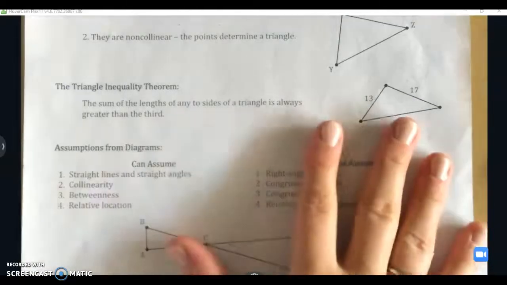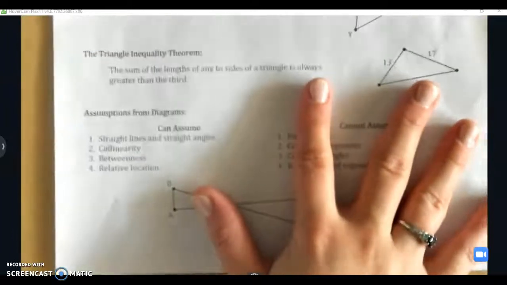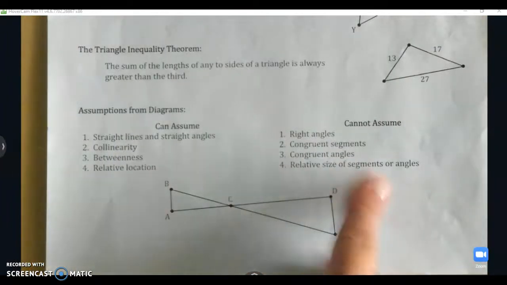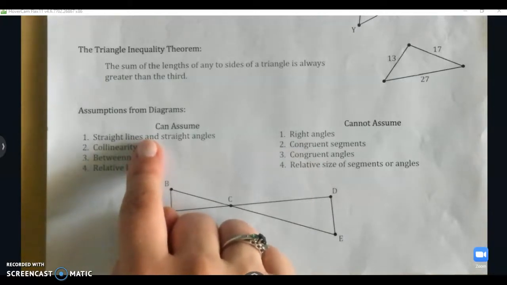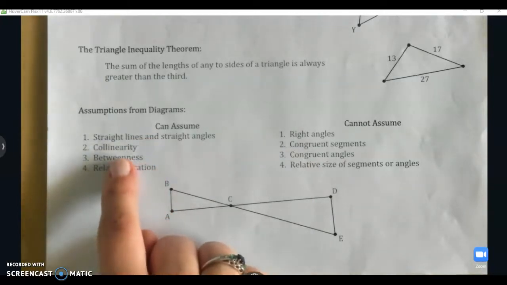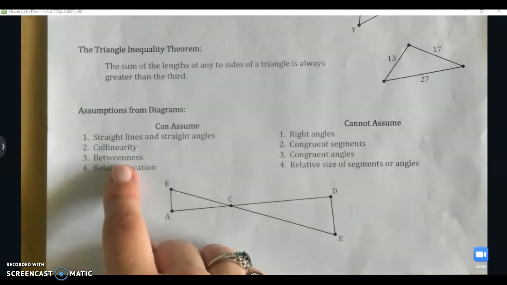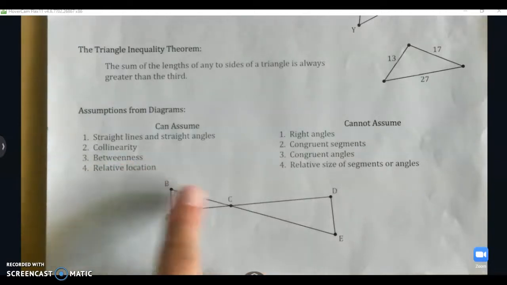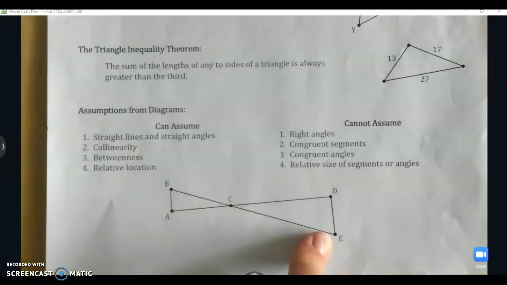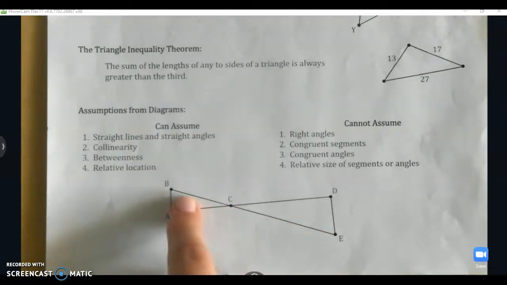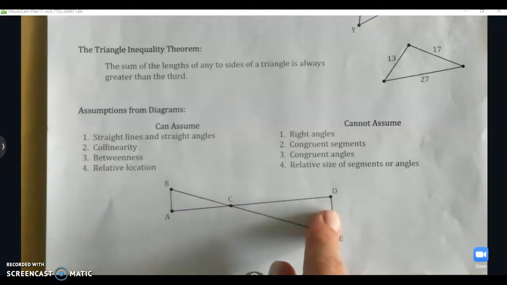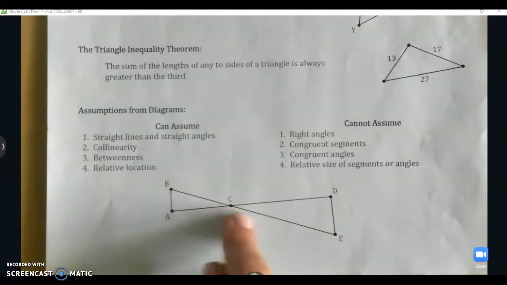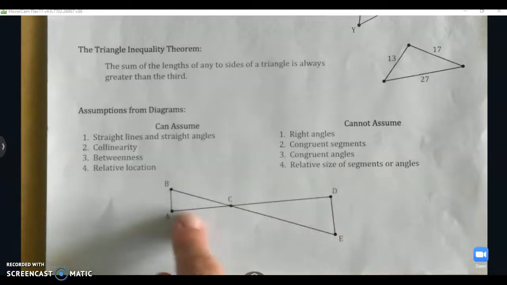Okay, the big, neat, important takeaway here today is our assumptions. What you can assume and what you cannot assume. You can assume straight lines and straight angles like we did earlier in our problem of straight angles. Collinearity, meaning they're on the same line. And betweenness. So like here, B, C, E, those are collinear, and I can assume that C is in between B and E from my diagram. And then relative location. So like A, C, B, I can assume that C is a little bit closer to A than it is to D. That's kind of my betweenness.